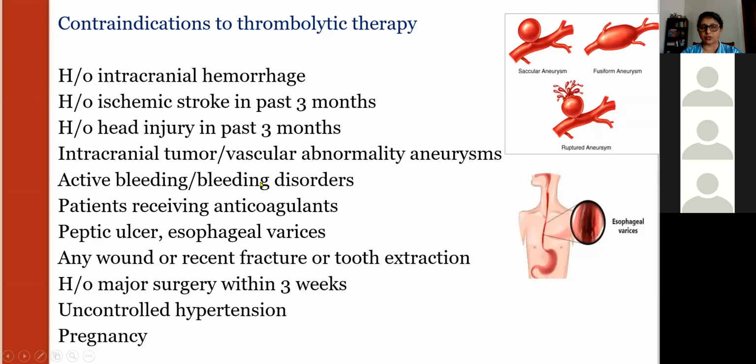Then active bleeding disorders, patients receiving anticoagulants, peptic ulcer, esophageal varices. If it is already there, we cannot use it. Then any wound, recent fracture or tooth extraction, we cannot use it. Then history of major surgery within 3 weeks, because the surgical site may bleed if it has not healed properly. Then uncontrolled hypertension and pregnancy. This is the esophageal varices.